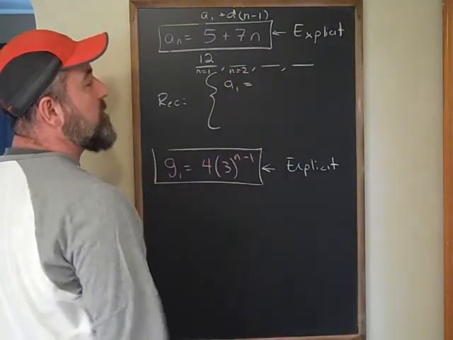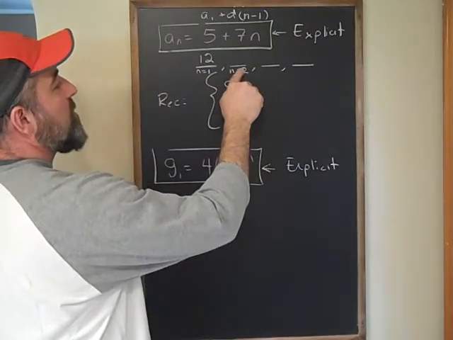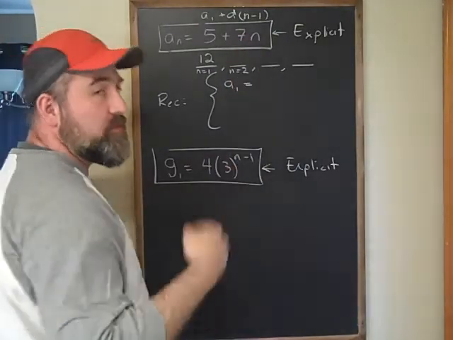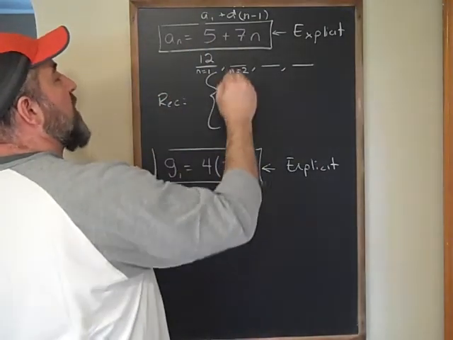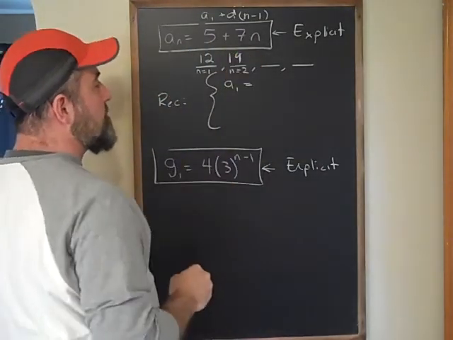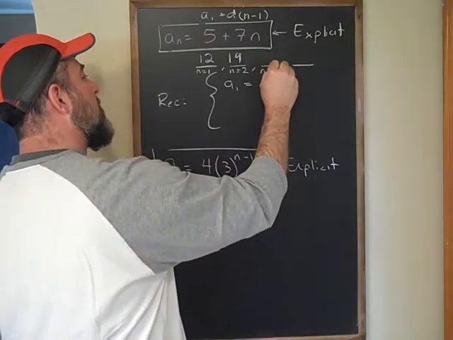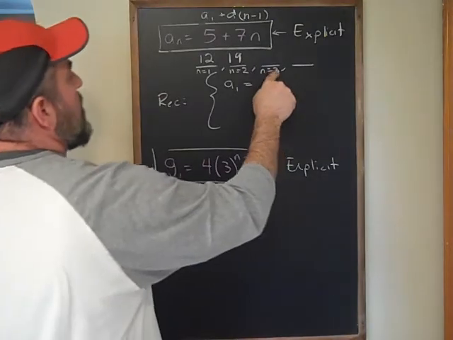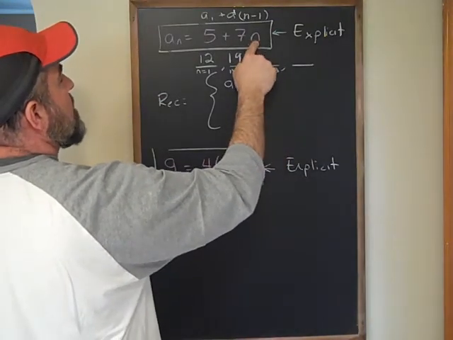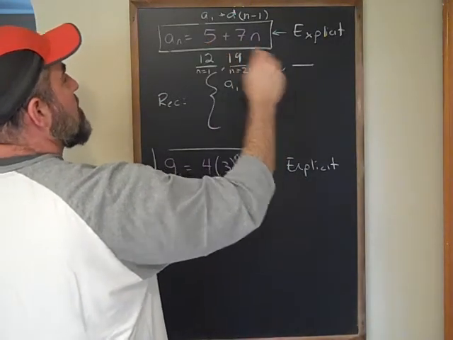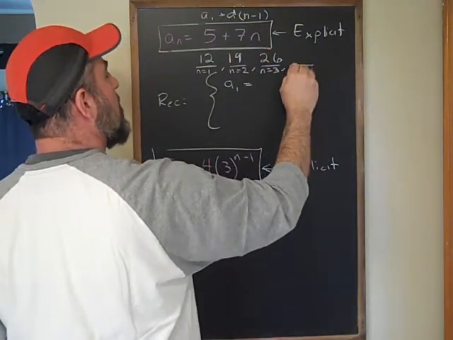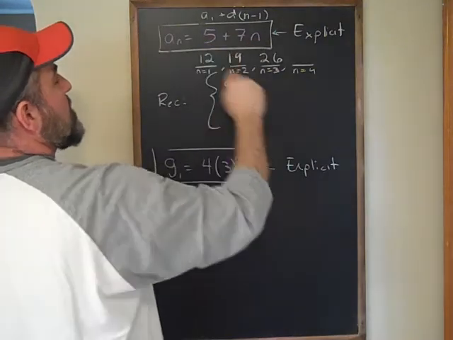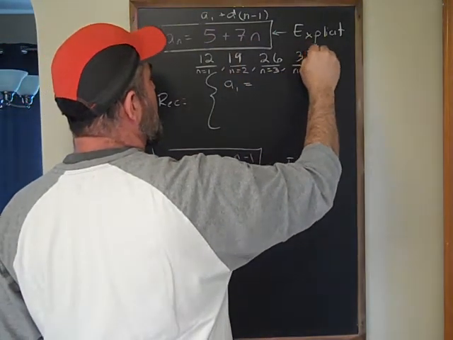Let's see what happens when we're looking to get the second term. Well, we let n be 2 for the second term. Put in 2. 7 times 2, 14. 14 plus 5 is 19. Let's get the third term, and then we'll get the fourth term, and then we'll step back and look and see what's going on. The third term happens when n is 3. 7 times 3 is 21. 21 plus 5 is 26. The fourth term happens when n is 4. 7 times 4 is 28. 28 plus 5 is 33.